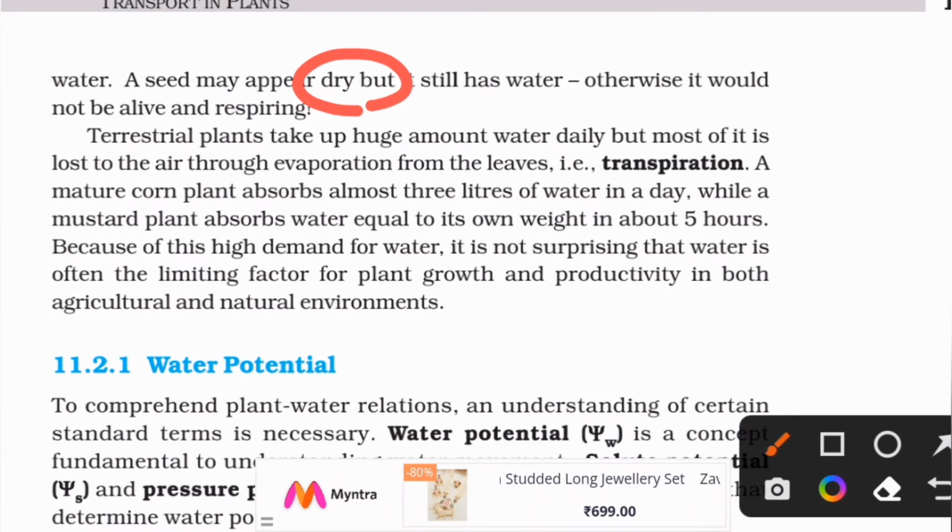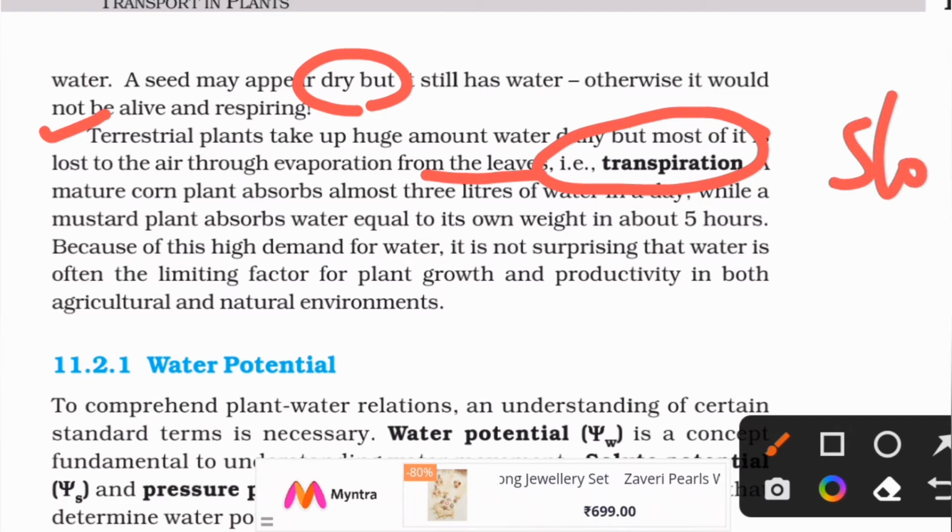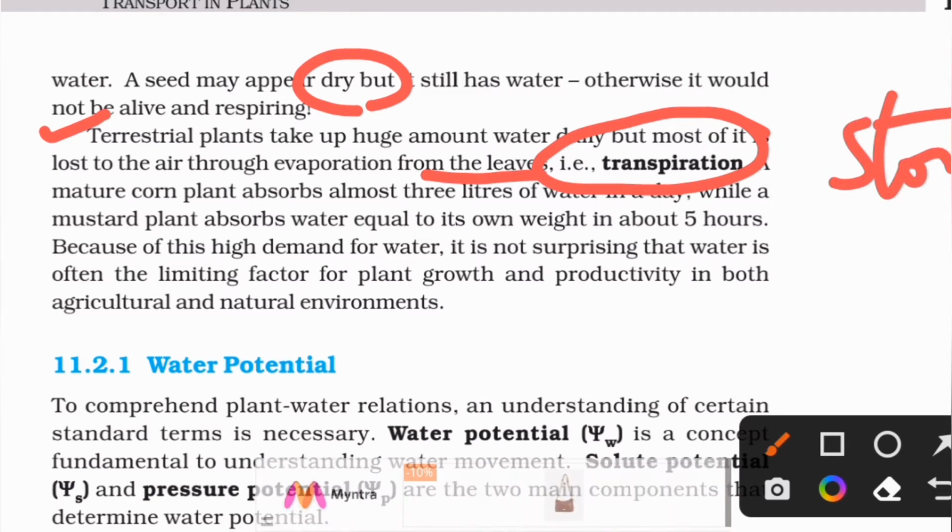When I told you about the loss of water by evaporation, all the terrestrial plants take up a huge amount of water daily, but most of it is lost through evaporation from the leaves, called transpiration. These leaves have the stomata, and through the stomata the transpiration occurs, right?